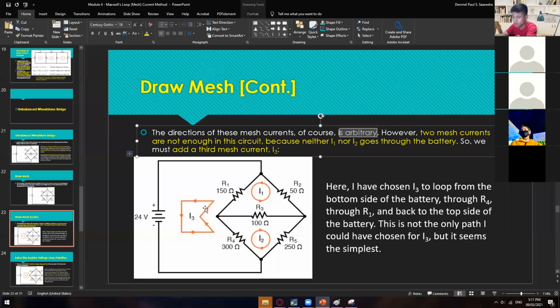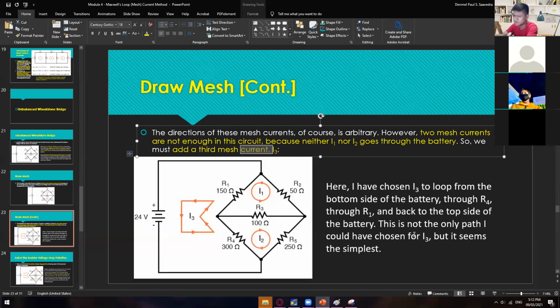So we're not yet sure if this is the correct flow of current. However, 2 mesh currents are not enough in this circuit because neither I1 nor I2 goes through the battery. So we must add a third mesh, which is the current I sub 3, just like what I explained a while ago. Here I have chosen I3 to loop from the bottom side of the battery through R4, through R1, and back to the top side of the battery. This is not the only path I could have chosen for I3, but it seems the simplest. So you can have the other way around.